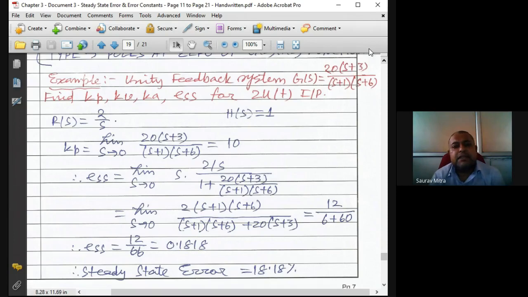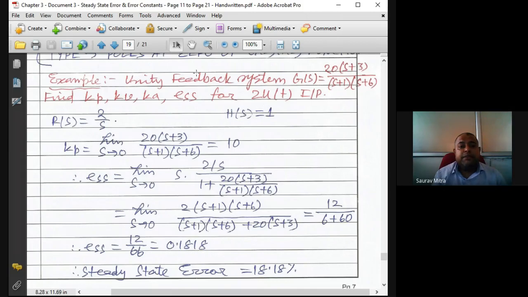That is a unity feedback system, GS equal to 20 into S plus 3 divided by S plus 1 into S plus 6. Unity feedback system means HS equal to 1, and GS equal to 20 into S plus 3 divided by S plus 6 into S plus 1. So GSHS equal to GS. This is one thing we can understand. RS is given by 2 by S because it is 2 into unit step. So the input given is 2 into unit step, that is capital A equal to 2. Hence RS is the Laplace of 2ut, that is equal to 2 by S.